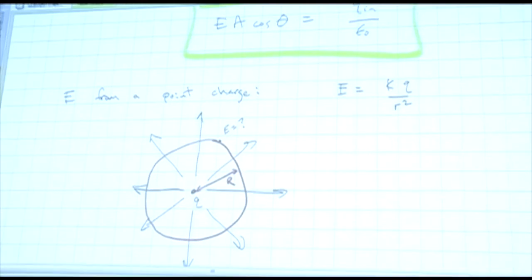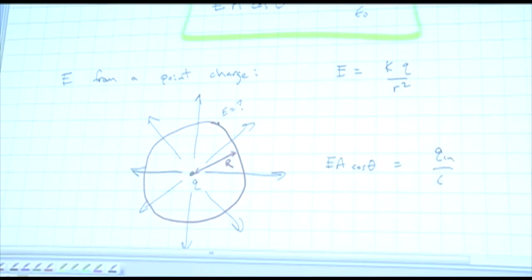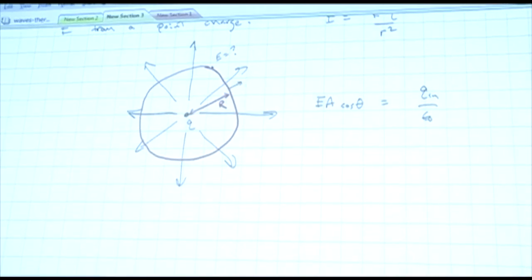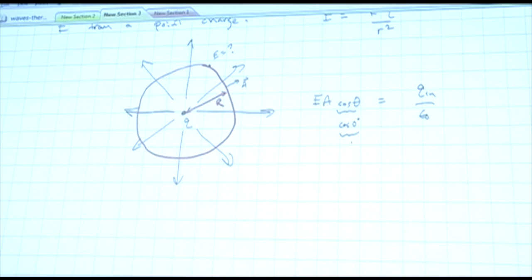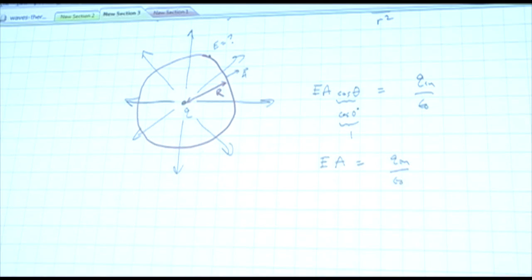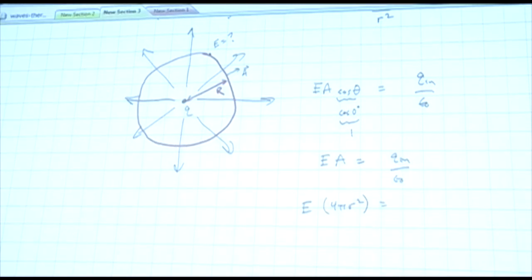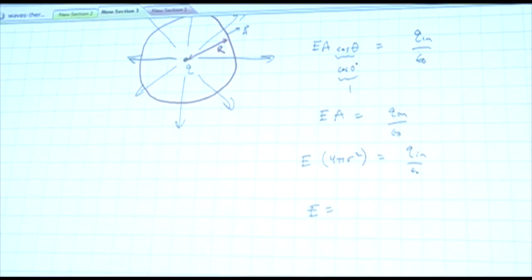So what's written in the yellow box here? The electric field times the area times cosine theta has to equal Q in over epsilon naught. So my area vector points outward, right? And my electric field points outward, so I have a cosine of 0 degrees, which is just 1. So I have an electric field times the area. What is the area of a sphere? 4 pi r squared. And so my electric field is, let's bring this to the other side, Q in over 4 pi epsilon naught r squared.